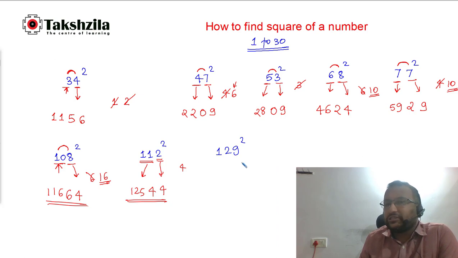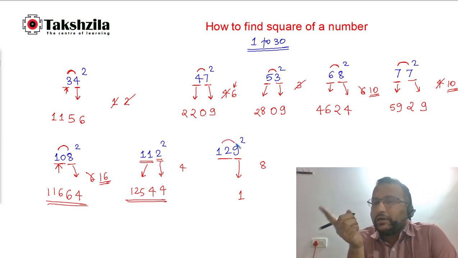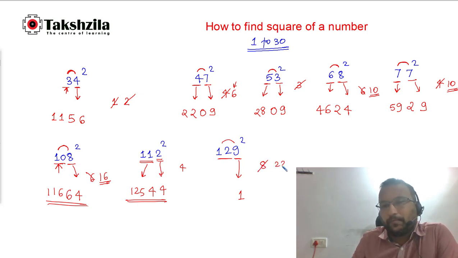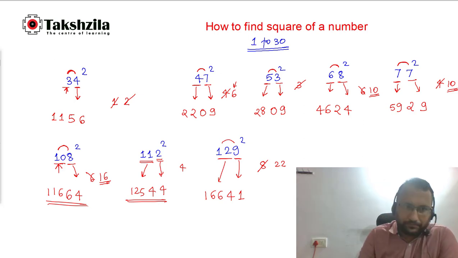Now 129 square. The first step is to separate the unit digit from the given number. These are two groups. 9 square is 81. Write only the unit digit, 8 becomes carry. Multiply these two parts. 12 into 9 is 108. Double of 108 is 216. 216 plus 8 is 224. Then 12 square is 144. 144 plus 22 is equal to 166. This is how we can find the square of the number 129.